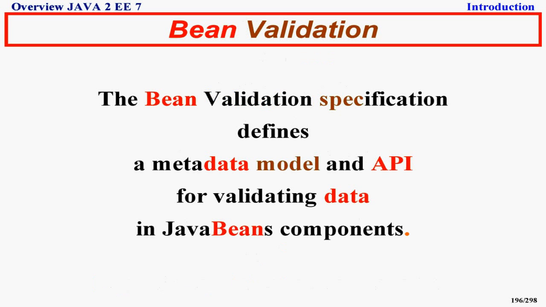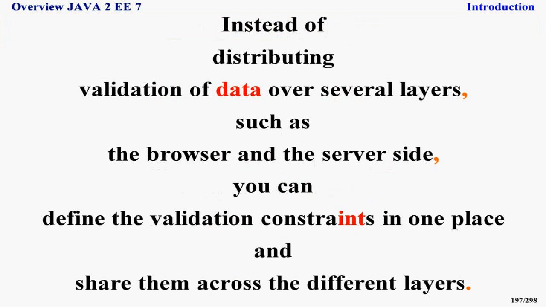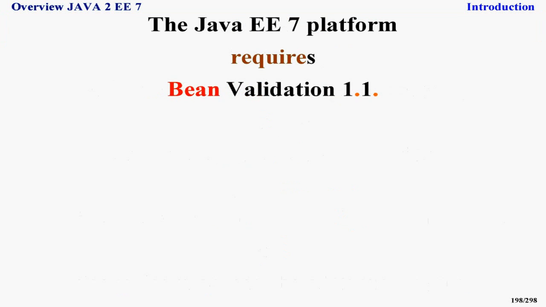Bean Validation. The Bean Validation specification defines a metadata model and API for validating data in JavaBeans components. Instead of distributing validation of data over several layers, such as the browser and the server side, you can define the validation constraints in one place and share them across the different layers. The Java EE 7 platform requires Bean Validation 1.1.